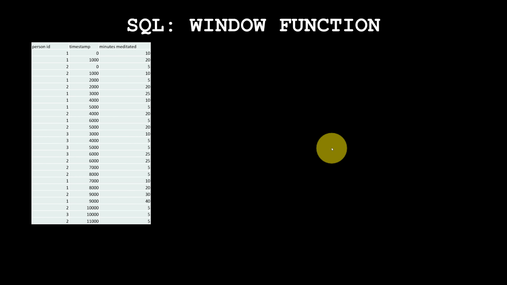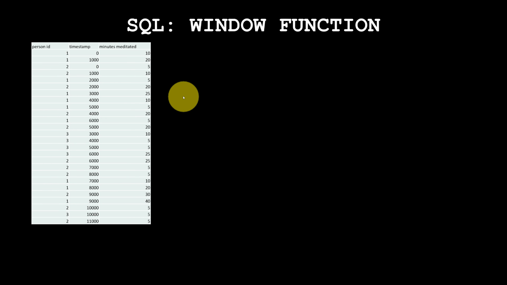Let's look at this table. Sorry, that's a little bit small. I did want to include a lot of rows. So here we go, this is the table that we have. We have a person ID, timestamp, and minutes meditated. So basically each row is a meditation session done by person 1, 2, or 3. So there are 3 people here. And then the timestamp tells you at what time they did it.